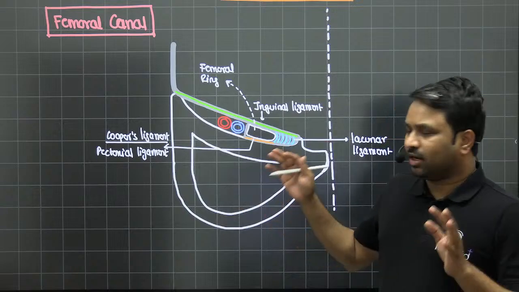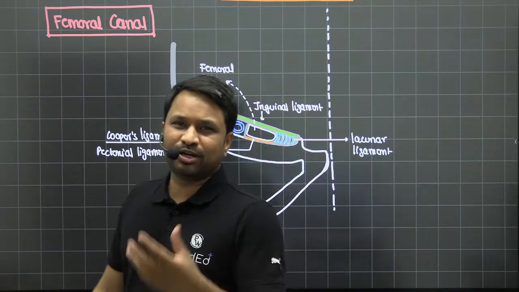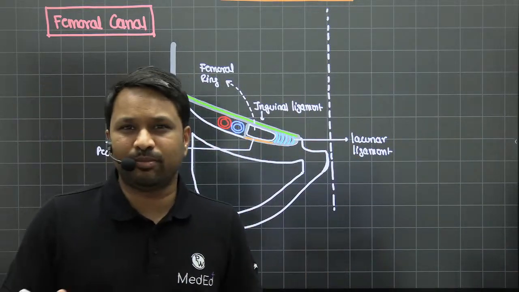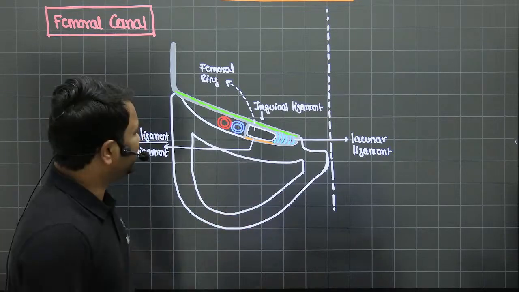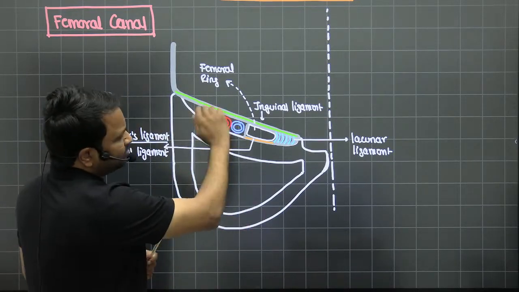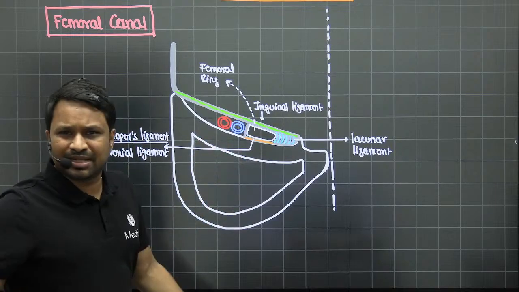Now, every time we talk about the boundaries of the femoral ring, students get confused, sir. How do you remember it? What is superior? What is inferior? What is lateral? What is medial? Again, you don't need to do anything. This is what it is. Inguinal ligament comes, attaches to the pubic tubercle, turns backwards. That's the story that you have.